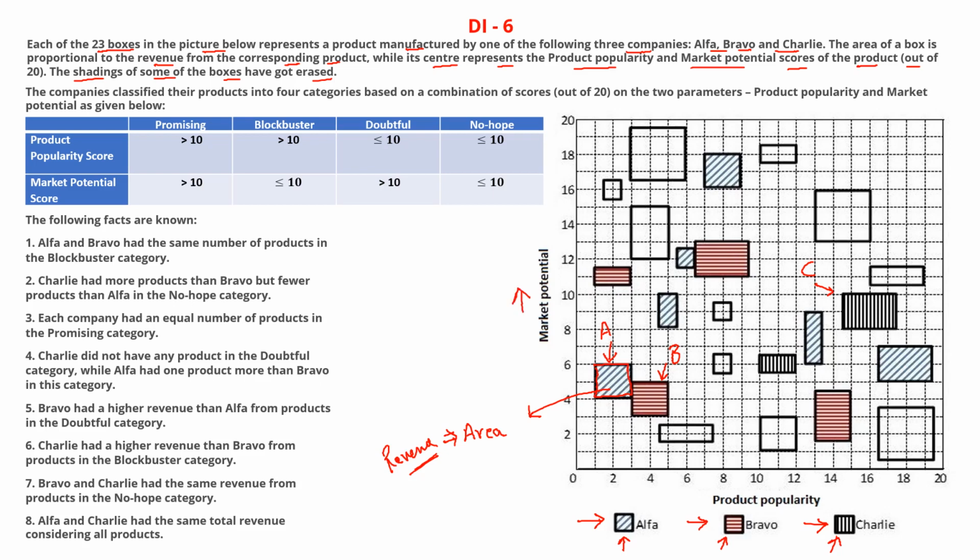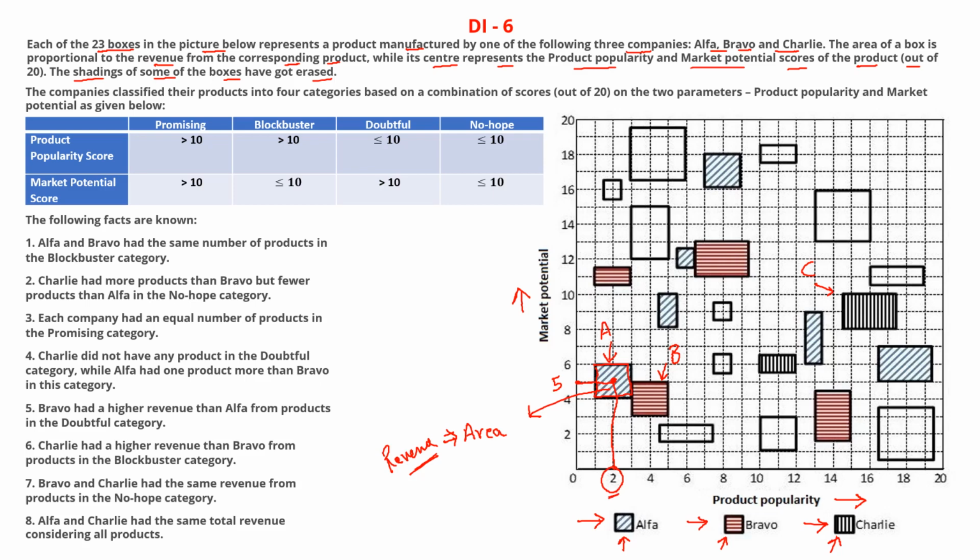Similarly, we are also provided marketing potential score in the y-axis and product popularity score in the x-axis. So again, if we consider this box, its center will represent the score for market potential and product popularity. For example, from this center, if we go to the left side, we will get the market potential score of 5, and if we go downwards, we will get the product popularity score of 2. So for this particular box or product, market potential score is 5 and product popularity score is 2.